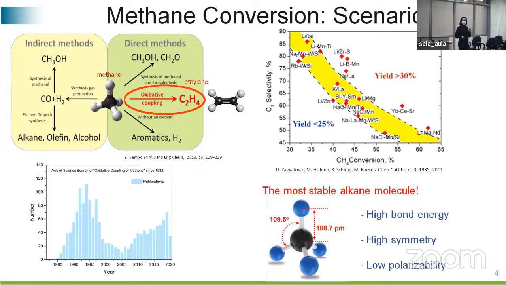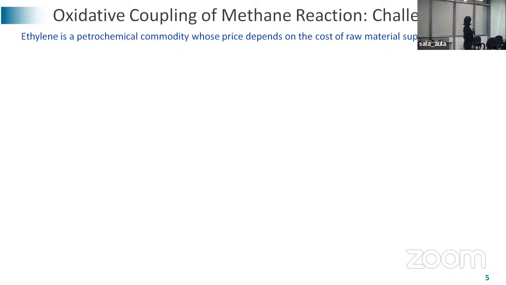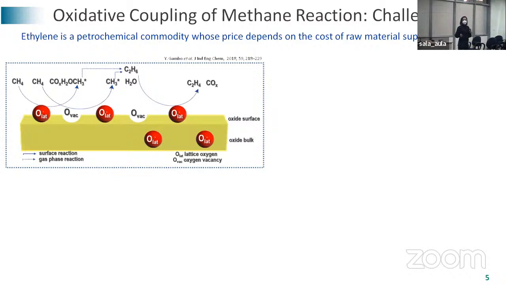That's the challenge, and why it's so difficult to convert methane into ethylene: methane is a very stable molecule. Ethylene is a petrochemical commodity whose price depends on raw material supply and demand, so it's really important to find another route to produce ethylene. This is an example of the OCM reaction on a metal oxide catalyst surface. First, methane activation involves the abstraction of a hydrogen atom to form methyl radicals. These methyl radicals couple in a gas phase reaction to form ethane, and then it is dehydrogenated to form ethylene, with CO and CO2 as byproducts.